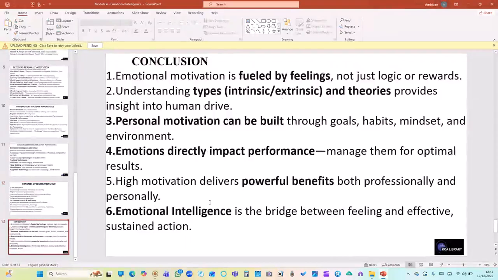Conclusion. Emotional motivation is fueled by feelings, not just logic or rewards. Understanding types, whether intrinsic or extrinsic, and theories provides insight into human drive. Personal motivation can be built through goals, habits, mindset, and environment. Emotion directly impacts performance. Manage them for optimal results. High motivation delivers powerful benefits both professionally and personally. Emotional intelligence is the bridge between feelings and effective, sustained action.